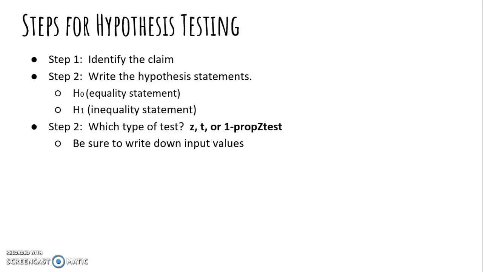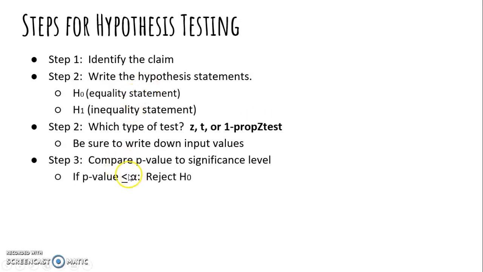Now, once you do that, be sure to write down the input values that you're putting in your calculator. That's how you're going to show your work. Once you calculate this test in your calculator, you are going to get a p-value. That p-value you will compare to a significance level. If your p-value is less than or equal to your significance level, you will reject the null. If your p-value is greater than the significance level, you are going to fail to reject the null. So, if it is less than or equal, we reject. If it's greater than, we fail to reject.